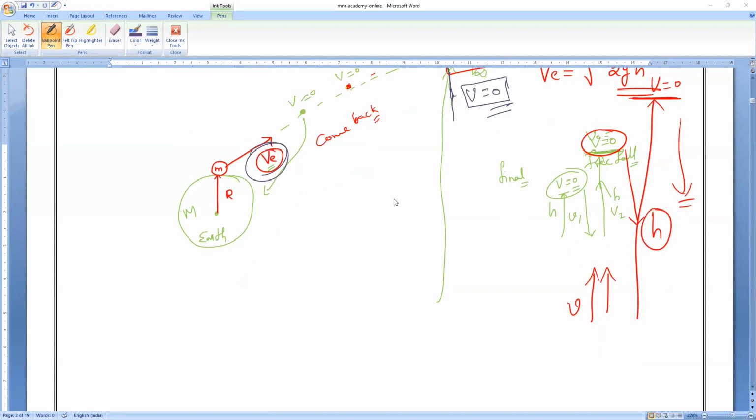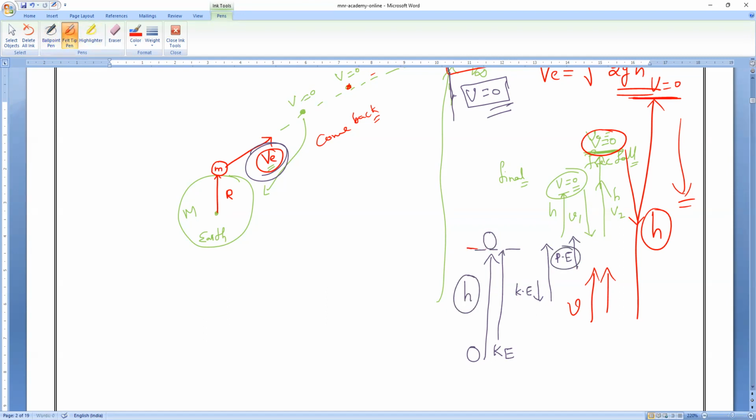Do you understand? So we all know that if you throw any kind of body, initially it will have kinetic energy. As it keeps going up, the kinetic energy keeps decreasing and another energy increases. Which energy increases and reaches its maximum at the maximum height? Potential energy.